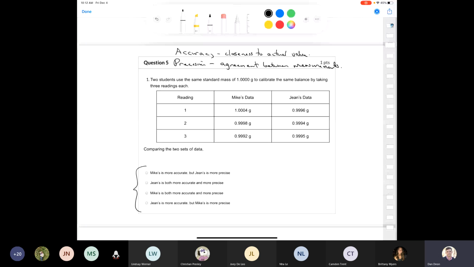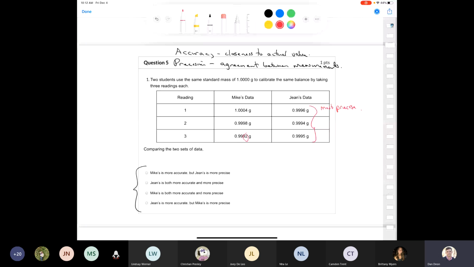Okay. Well, if you look at Jean's data, you've got a 6 and a 4 and a 5 here. So hers is definitely the most precise. We know that, so the values are closest. Most precise, because you see that Mike's is all over the place.